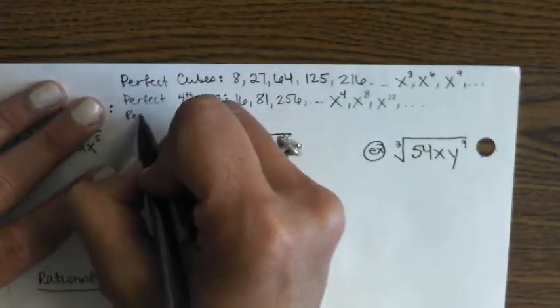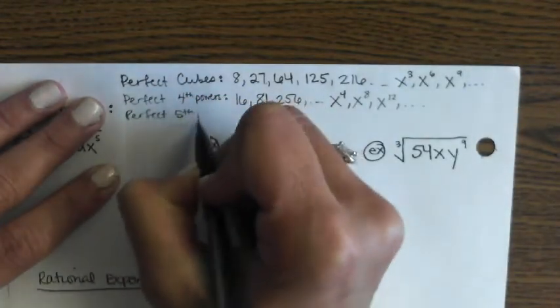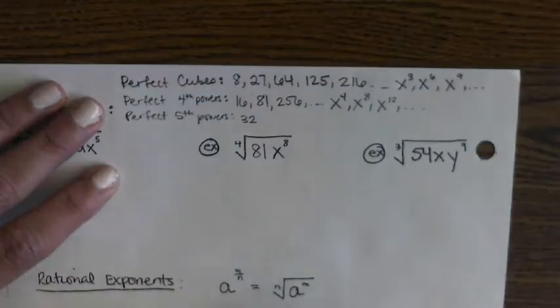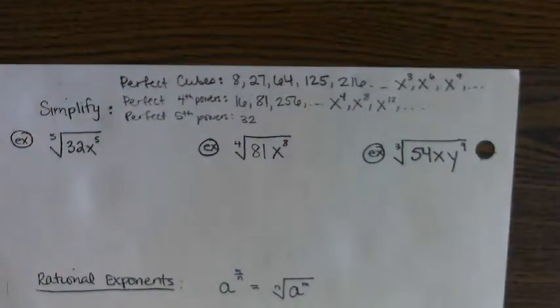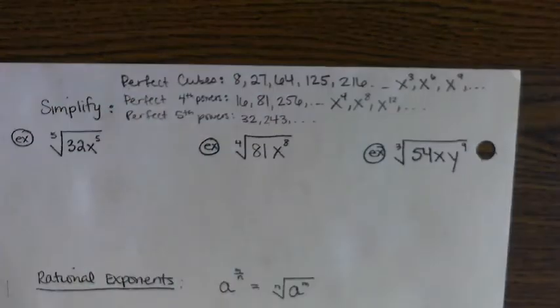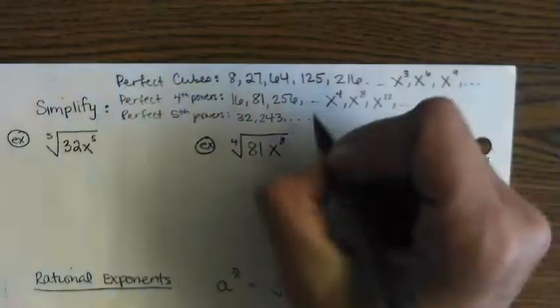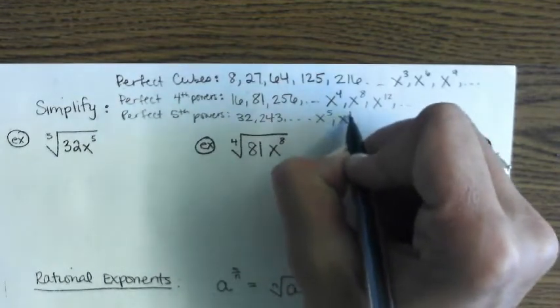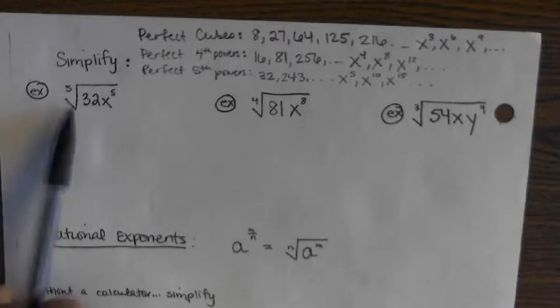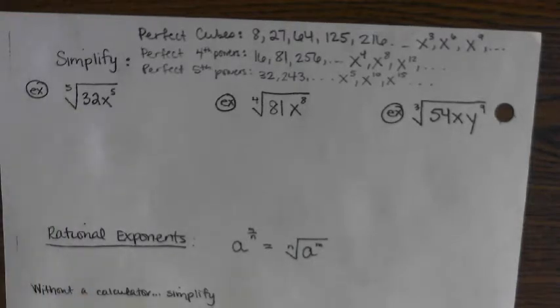And we'll do the 5th. We're not going to get very far. 2 to the 5th is 32. 3 to the 5th, I'll do it, but 243, just so we're familiar with it, but then we're losing track. And then obviously x to the 5th, x to the 10th, x to the 15th, and so on. So depending on what world we're in, those are the kind of numbers we need to be familiar with. In the first one, we're dealing with the 5th root of 32x to the 5th.